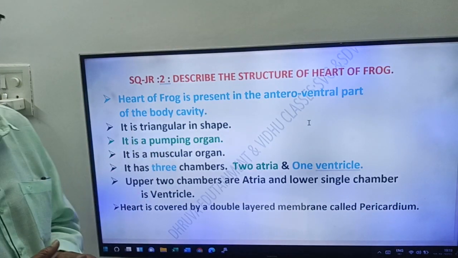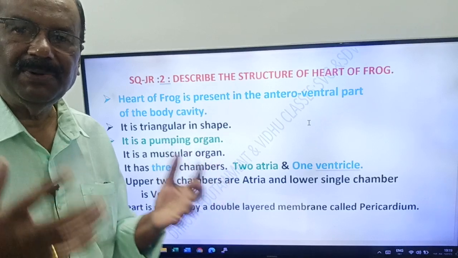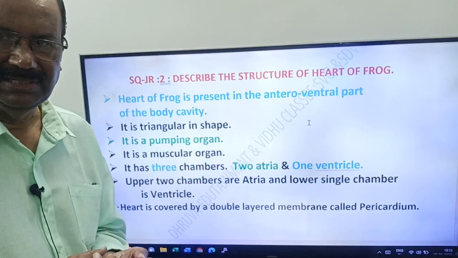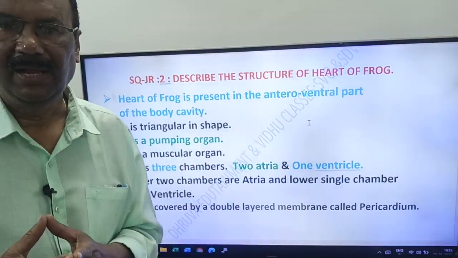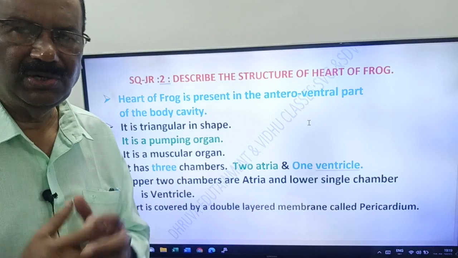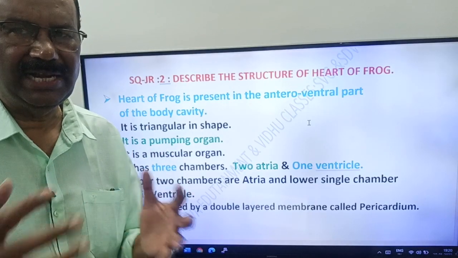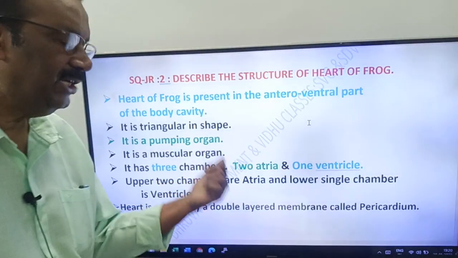Next, it is made up of muscles. It is a muscular organ. Friends, heart is made up of cardiac muscles. Next, friends, how many chambers are there in the heart of frog? The heart of frog, or the amphibian heart. Frog is an amphibian, friends. It has 3 chambers.